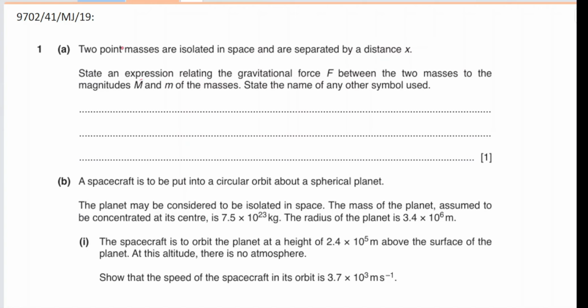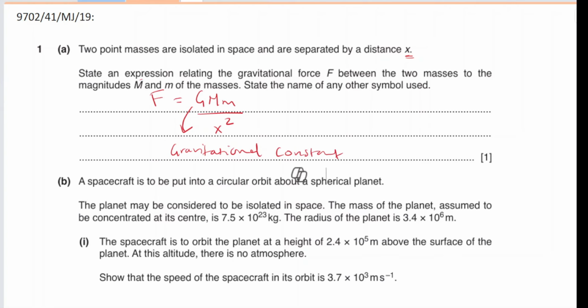We have now reached the last question of this paper, and this one is from May-June 2019. It states that there are 2 point masses which are isolated in space and are separated by a distance x. State an expression relating the gravitational force F between the two masses to the magnitudes m and m of the masses, and state the name of any other symbol used. So again, we know that gravitational force is equal to G m m over, and just be careful here not to write r because they say they're separated by distance x, right? So we'll write x squared. And the other symbol used is this G, and G is the gravitational constant.